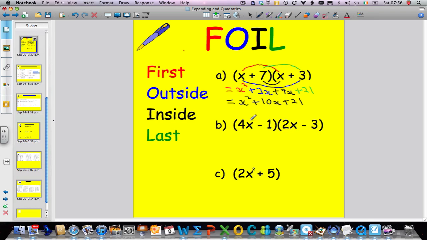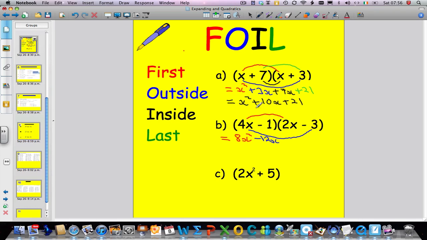So I've got to do the first term. So again, let's do it in red. So it's 4x times the 2x. That gives me 4 times 2 is 8, and x times x is x squared. Next I've got to do the outside terms. So the outside terms are 4x times the minus 3. Okay, so be careful with the sign here. 4x times minus 3 gives me minus 12x.